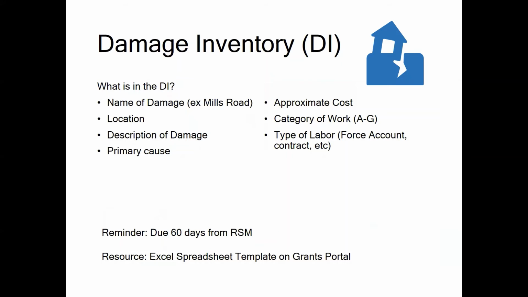Following the exploratory call, the applicant will begin working on the damage inventory. You will bring a draft to your recovery scoping meeting, and a finalized version of the DI must be submitted within 60 days of the RSM.